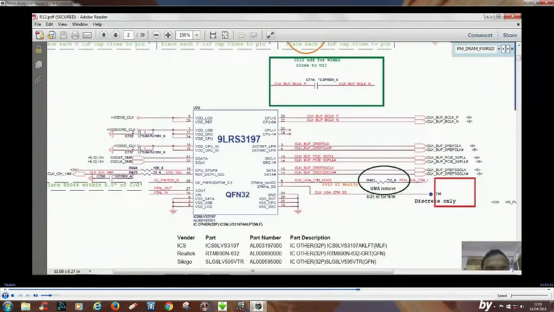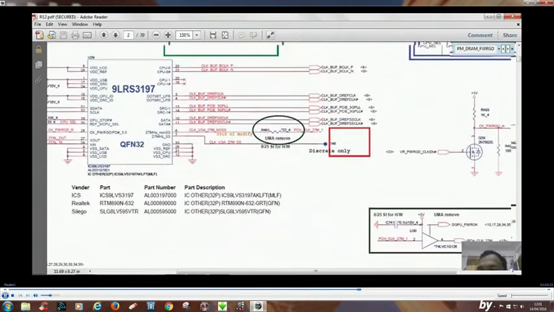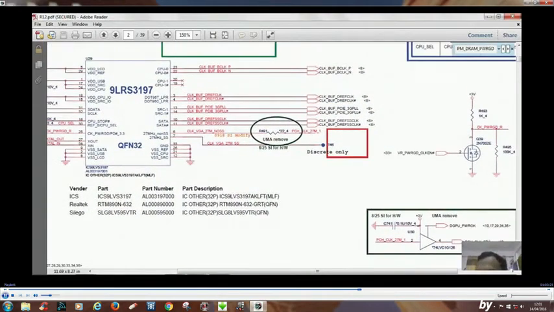This is the clock chip, and as you can see, the enable is CK_PWRGD_R, which is connected to the VR power good clock enable. This signal is coming out from the VRM chip, the CPU core voltage regulator.